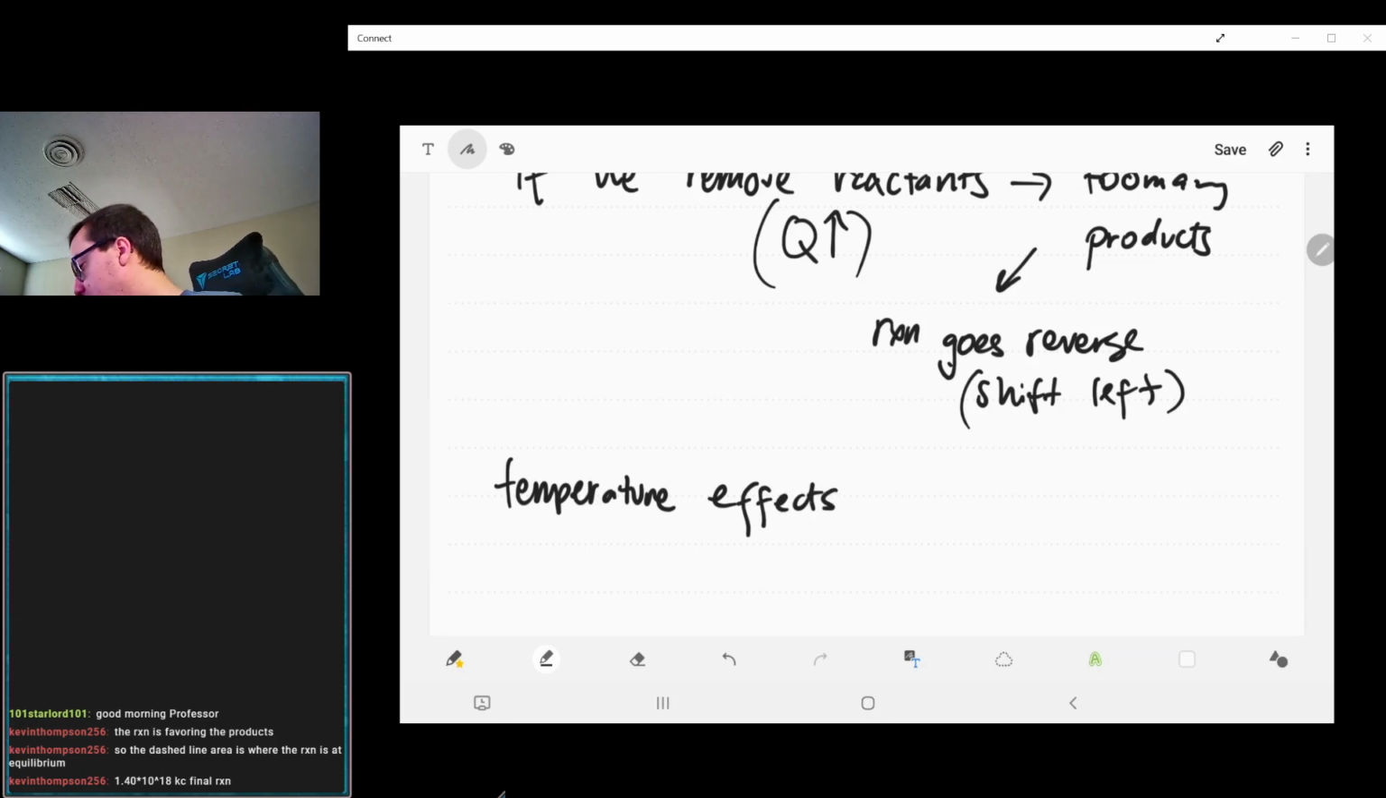We're going to see there's two other ways we can mess with equilibriums. One of them is going to be by changing the temperature, and the other is going to be doing a volume change. So let's take a look at what temperature effects are going to happen here.